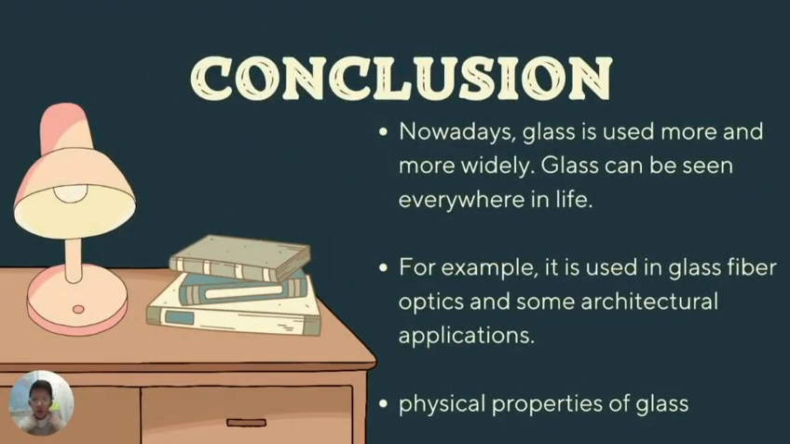Hello, my name is Wu Silong, and my matric number is 209602. I will make a short summary. Nowadays, glass is used more and more widely, and glass can be seen everywhere in our daily life. For example, it is applied to glass optical fibers.